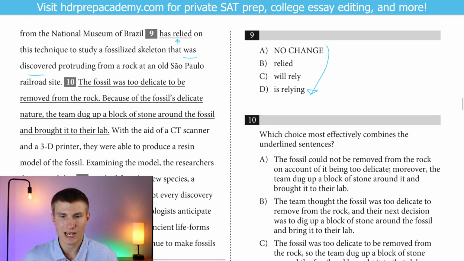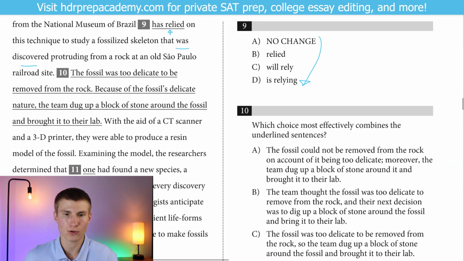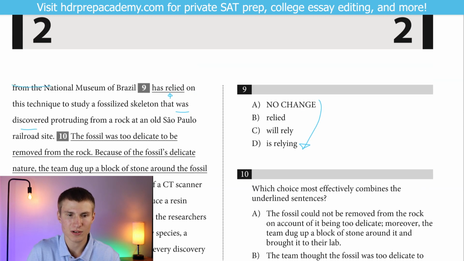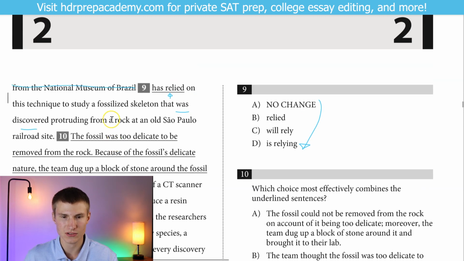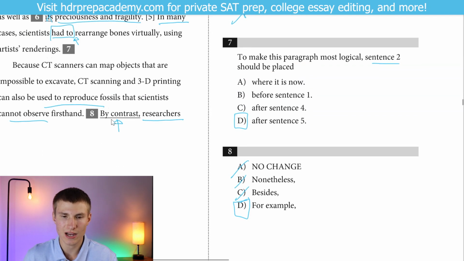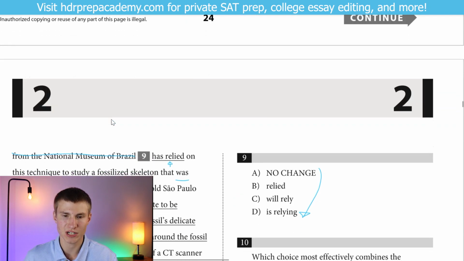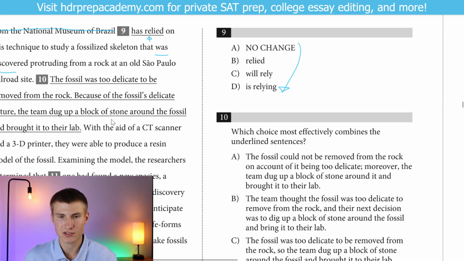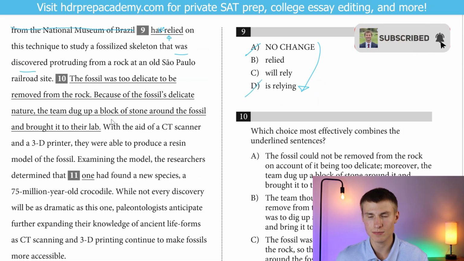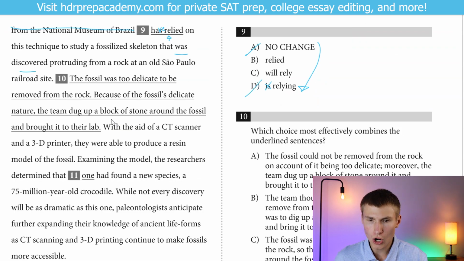Now, for determining our tense in number 9, there are a couple of things we want to look for. Maintaining the same number as the subject we're referring to, so we can go ahead and determine that subject. I see I have from the National Museum of Brazil. I know that's a prepositional phrase, so I can ignore that when determining my number. If I scroll up, I see I've got researchers as my subject. So my subject is going to be plural. Since I know my subject is plural, I can get rid of A because it would have to be have relied since it's plural. I can get rid of D because it would have to be are relying since it's plural. Now I'm between B and C.